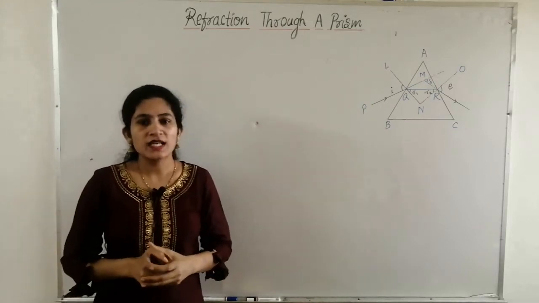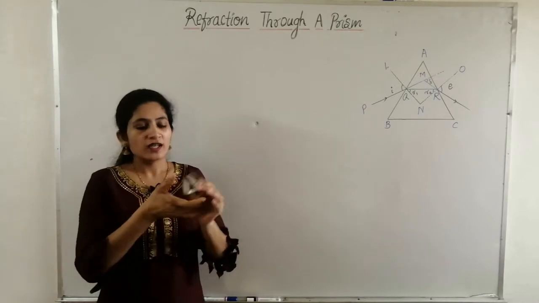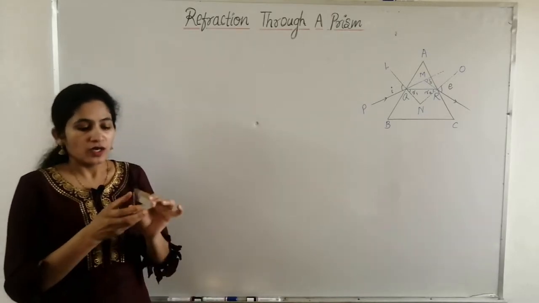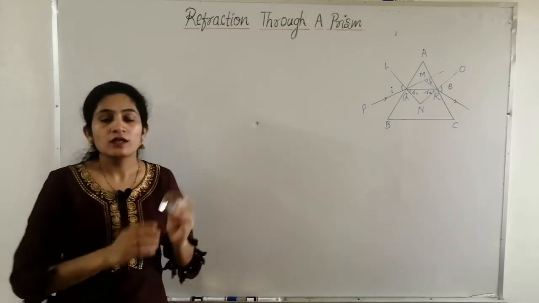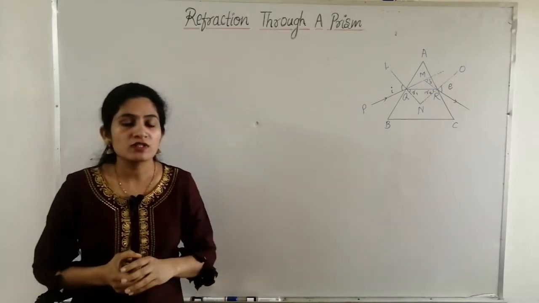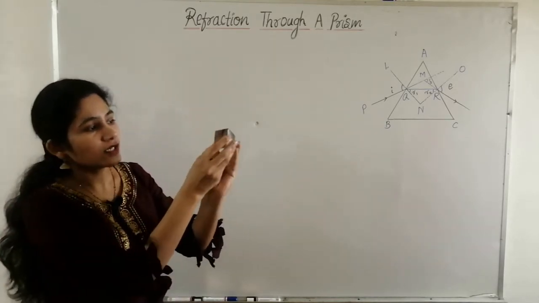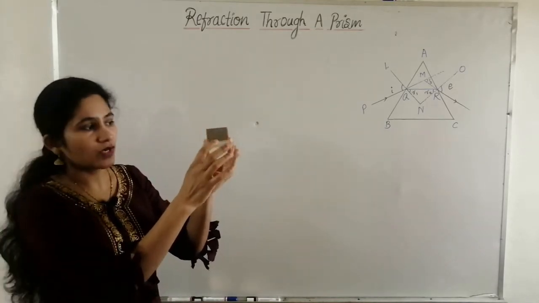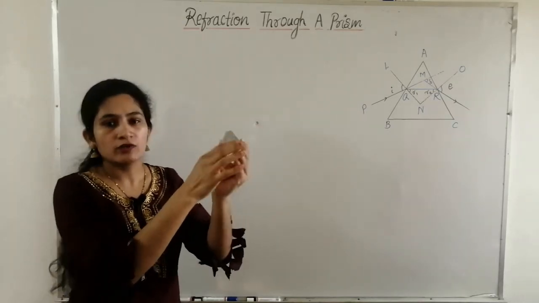Hello friends, in today's class we are going to discuss refraction through a prism, and here I have a prism to show you. A prism is a transparent material which has a total of 5 surfaces, 3 rectangular surfaces and 2 triangular surfaces. You can see there are 3 rectangular surfaces, 1, 2 and 3, and 2 triangular surfaces.